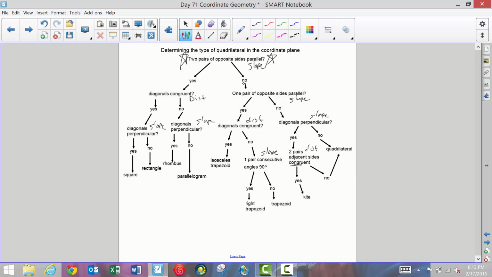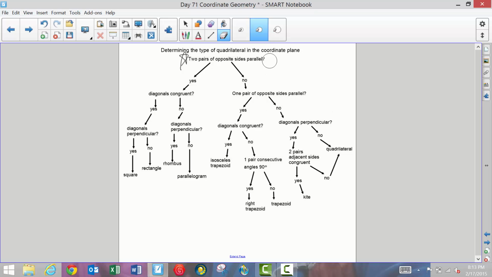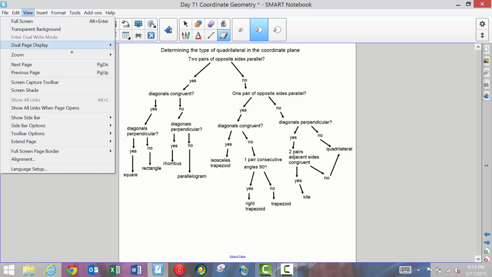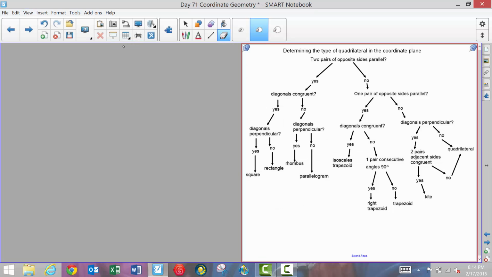Okay. So if you want to tell me you have a quadrilateral that's a parallelogram, you're going to show that opposite sides are parallel. So you use your slope formula. So I'm going to erase all this. And we're going to do a couple of examples. So I will actually make this stay.